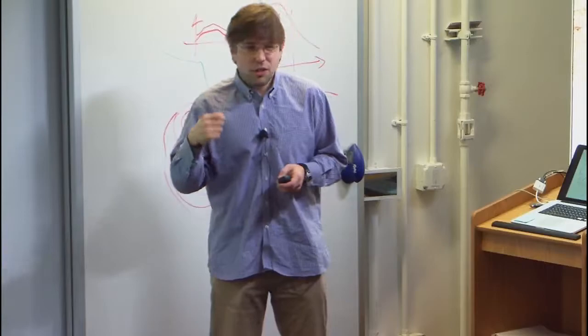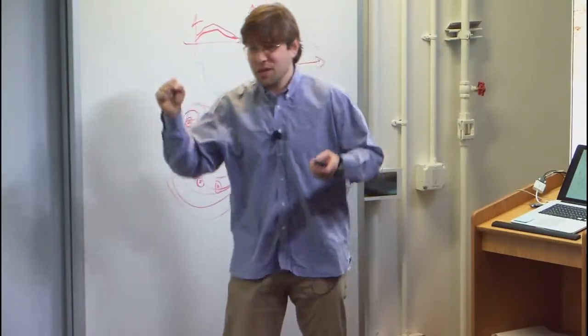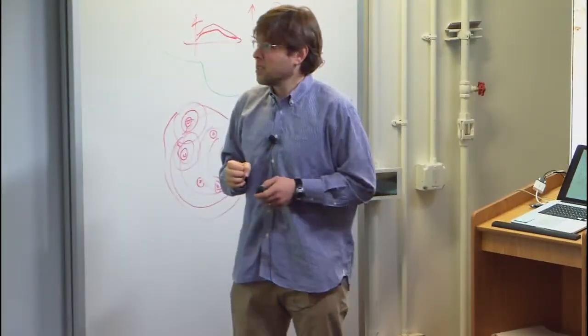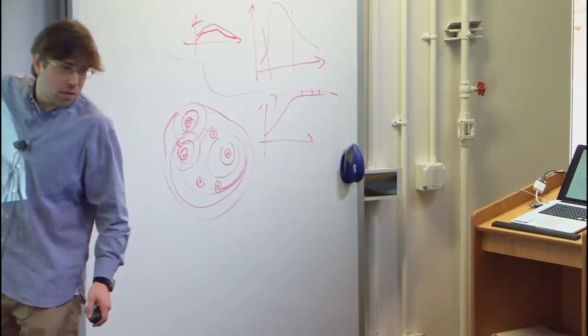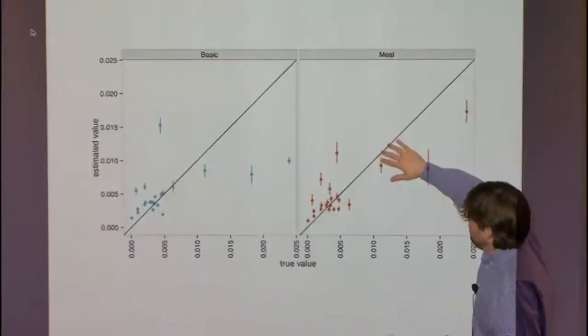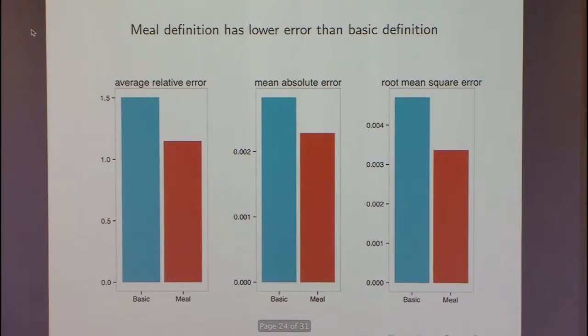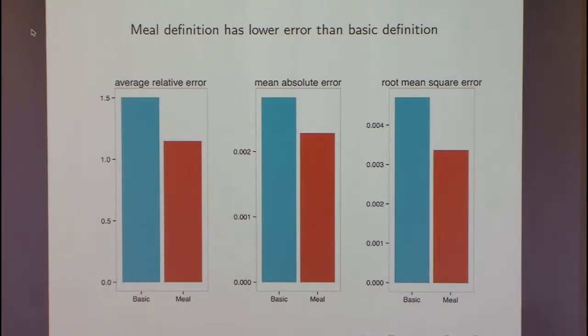So you might imagine you could try to systematically correct for that. You could just empirically correct for that, but you'd like to understand why it is before you start doing something to it. So then we said, okay, which of these seems to be working better? We want to summarize how far off these estimates are from the true values. There are many ways to do that. We could use root mean squared error, mean absolute error, average relative error. Under many different error metrics, the meal definition works better than the standard definition.